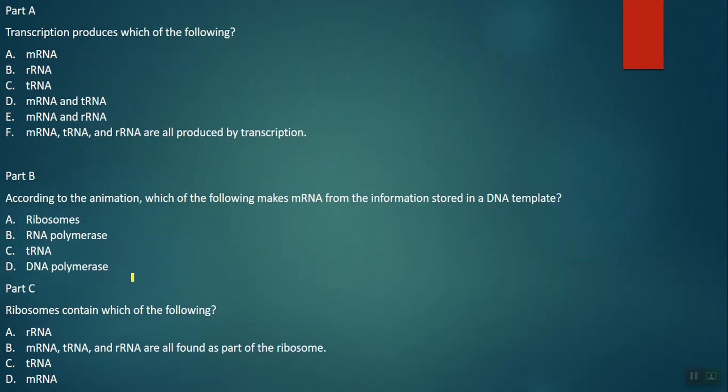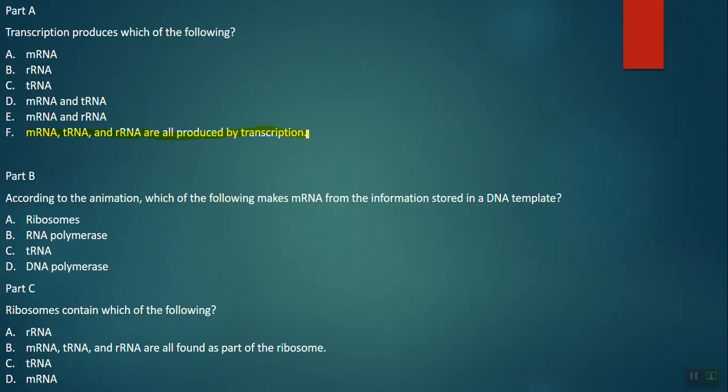Welcome back. So for part A, transcription produces which of the following? And what we find is that transcription obviously is going to make that messenger RNA because that is the main thing it's making, but it also gives you the transfer RNA and the rRNA that are produced by transcription. And this is a little bit different from what we see in eukaryotic cells because remember, transcription and translation happen simultaneously in prokaryotic cells. So we're going to need this tRNA and rRNA to complete this whole process.